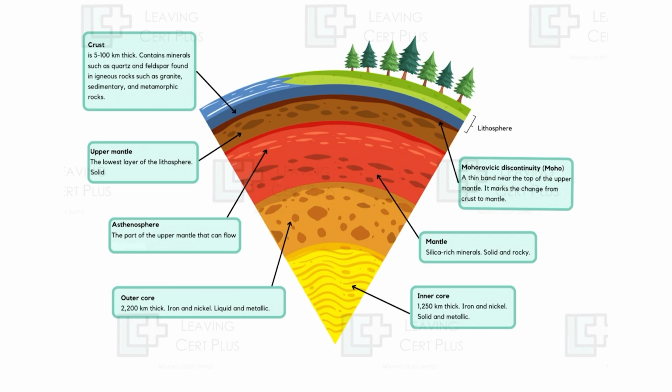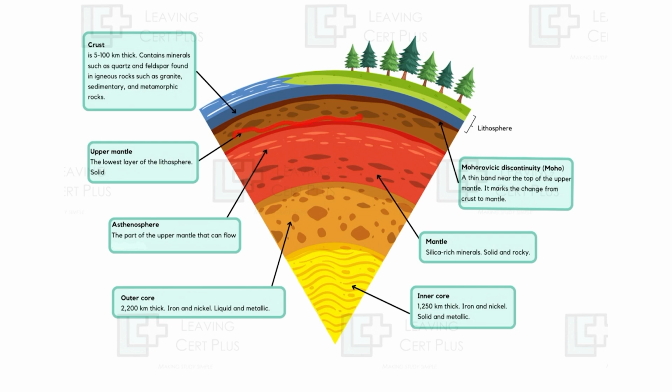Right, just having a look here at a diagram, going through what we've looked at within this class. This is the difference from our first lesson, when we looked at the structure of the Earth with the picture of the Earth, whereas here you've got more of a cross section. We can see our crust here, about 5 to 100 kilometers in thickness, containing minerals such as quartz and feldspar, found in igneous rocks such as granite, sedimentary, and metamorphic rocks.